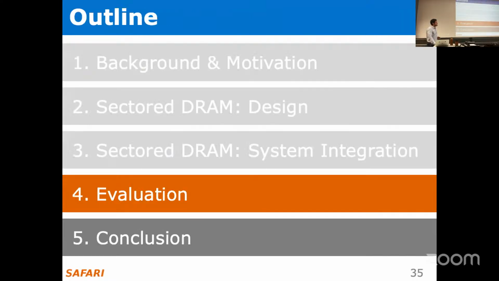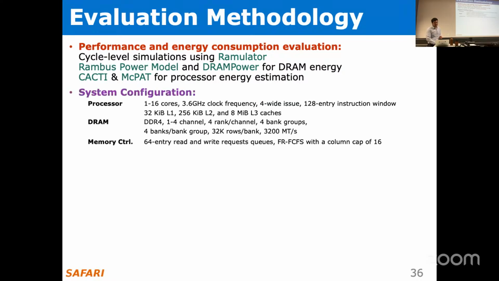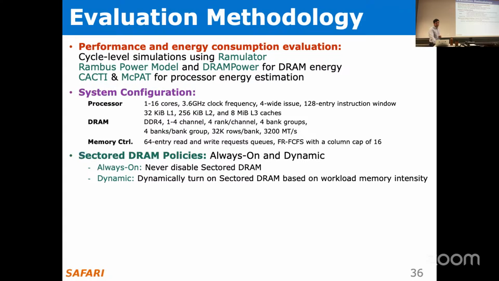Now we'll see how sector DRAM performs. We use a variety of simulation frameworks to evaluate sector DRAM's performance, energy, area overheads, energy benefits, performance benefits, and area overheads. With the baseline system configuration that we show you here, we evaluate two sector DRAM policies, where always on keeps sector DRAM on all the time. And the dynamic policy dynamically turns sector DRAM on and off based on workload memory intensity.